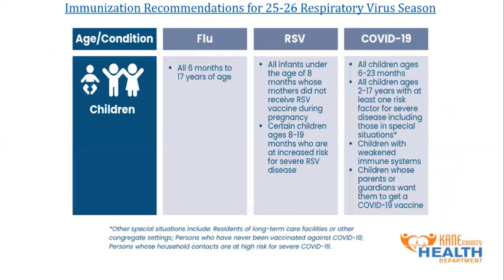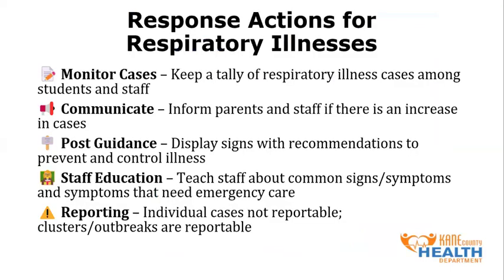For children, flu vaccination is recommended broadly for ages 6 months and up. RSV prevention focuses mainly on infants whose mothers didn't receive the RSV vaccine while pregnant and certain high-risk young children, while COVID-19 vaccination is recommended for younger children and those with risk factors or weakened immune systems.